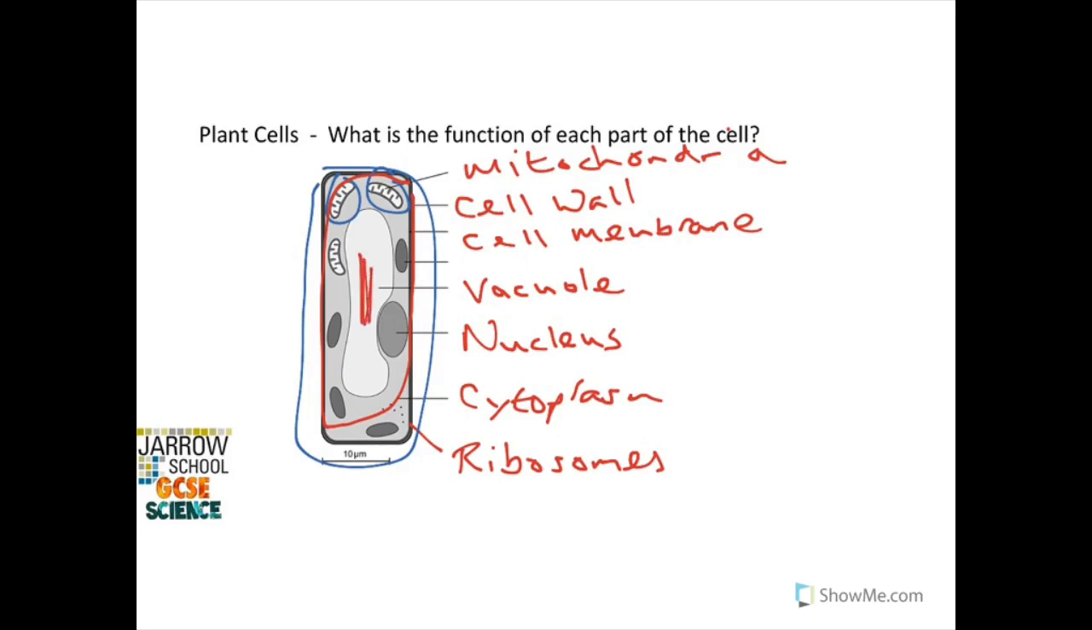In the middle here, you've got the vacuole, and that is filled with the cell sap, which keeps the plant cell nice and rigid. Then we've got the nucleus, which contains the genetic information, the DNA, and the chromosomes, which are made of DNA. The cytoplasm, again, just fills the cell. And the ribosomes, these small structures down the bottom, are where the plant will make its proteins. Okay, I'm going to pause the video now and delete the annotations, and then you can try and do it yourself.